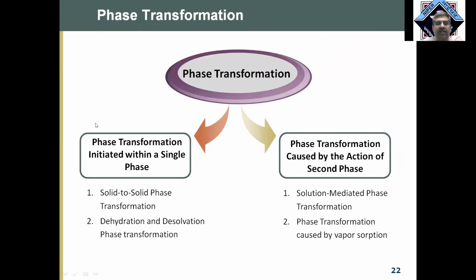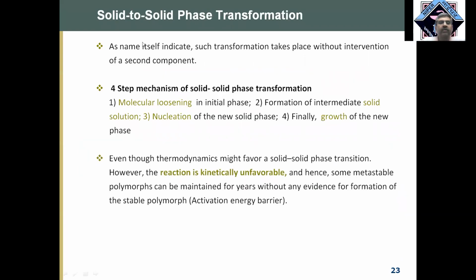There are two mechanisms by which the phase transformations can take place. Phase transformations initiated within a single phase. These are solid to solid phase transformation, or the other example is dehydration and desolvation phase transformation. We will first look at this type of phase transformation, that is solid to solid phase transformations. As the name indicates, such transformations take place without intervention of a second component.